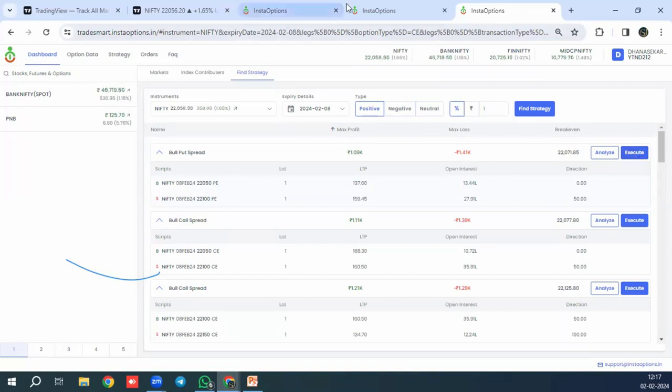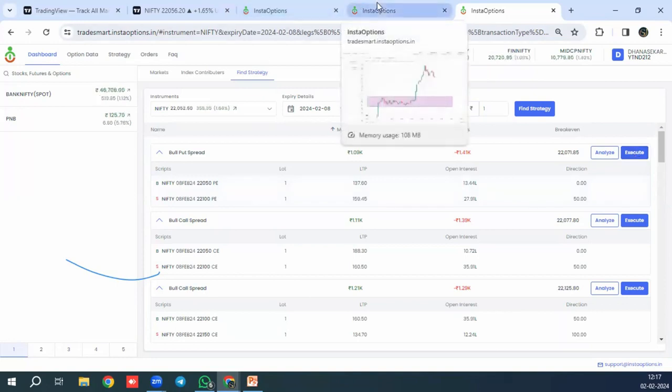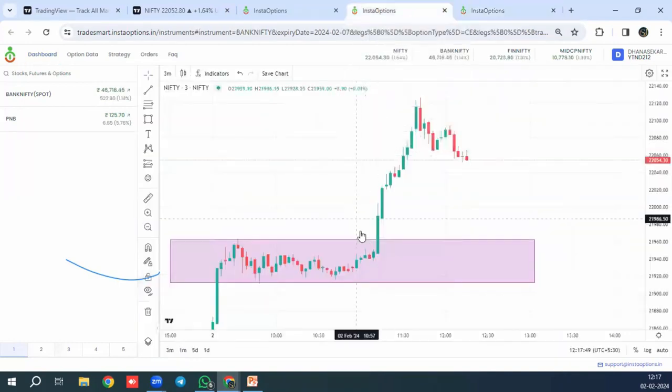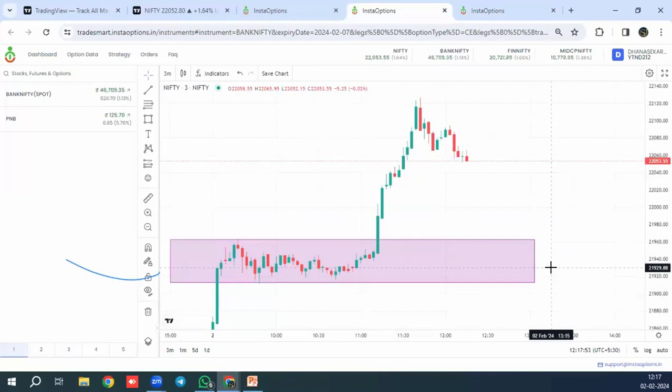But before that, you need to have a clear picture of how the market is. So if you have analyzed all this, and execution is going to take only 2 to 3 seconds, not more than that. Right? Okay.